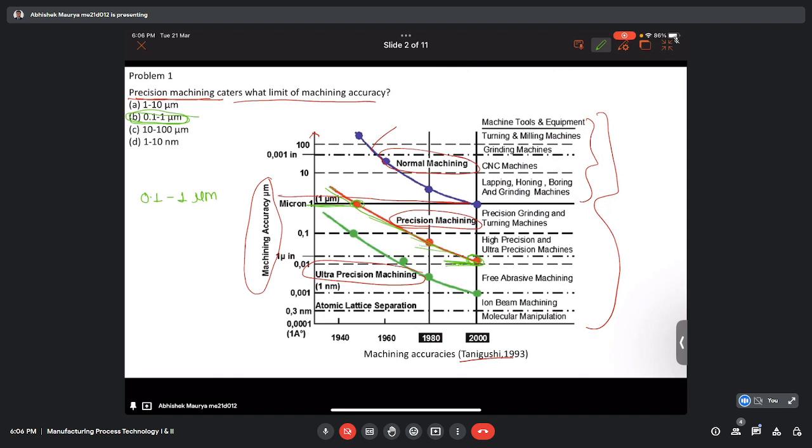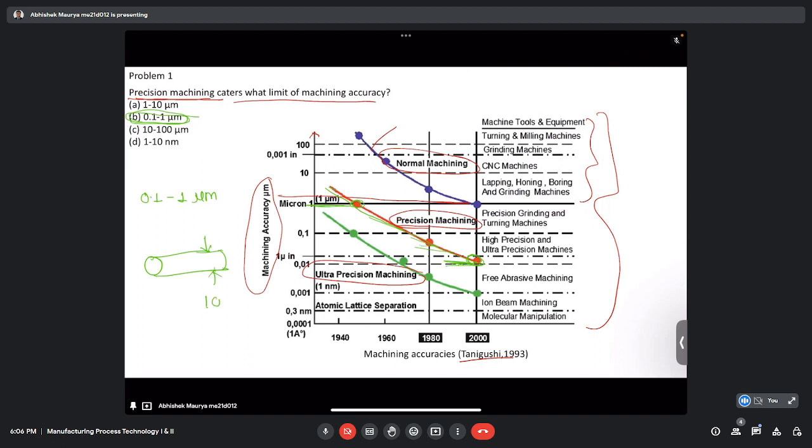It means, suppose we have to manufacture a shaft. Let's say this shaft has a diameter of 10 mm. If this shaft is manufactured by machine tools which come under precision machining, like precision grinding and turning machines, then the maximum possible error in the dimension is from 0.1 micrometer to 1 micrometer. Okay, so the correct answer for this problem is B.